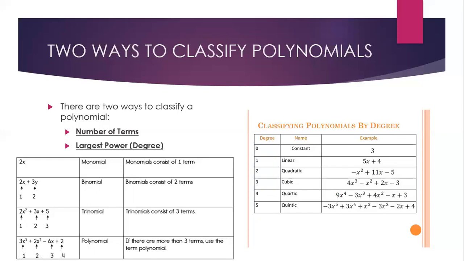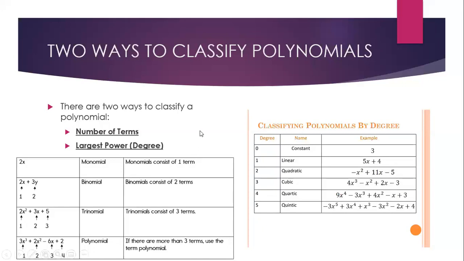There's a reason why we did that. There are 2 ways to classify a polynomial. In other words, name it, essentially. How you name a polynomial. If you want to describe a polynomial to me, how would you describe it? There are 2 ways to do that.